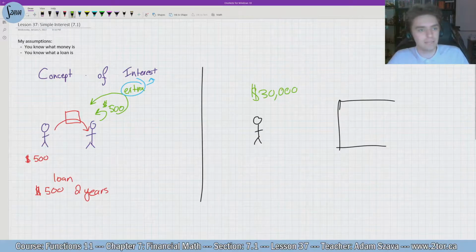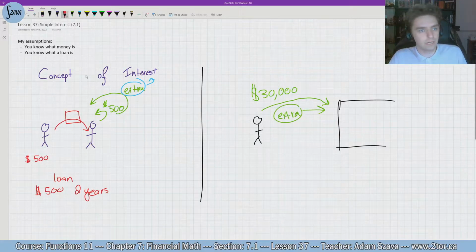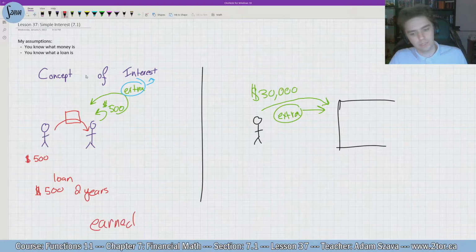By the end of however many years you've agreed with the bank to borrow this $30,000 from, you will certainly pay back that $30,000, but the bank will also expect a little bit extra from you, right? That little bit extra is called interest. And in this example, you earned interest here, and here you paid interest.